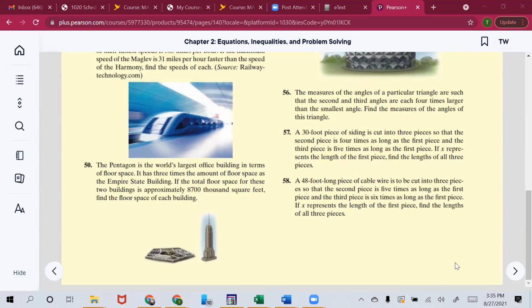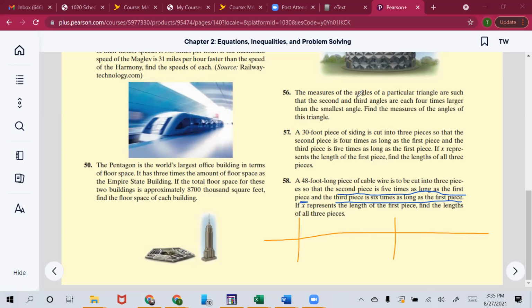So let's see here. Do a different color. Let's do orange. Okay, so I've got a piece of cable wire, and I'm going to slice it into 3 pieces. It would be lovely if these 3 pieces were equal, but they're not going to be. So here's where I'm slicing it. We know that the total length of the cable is 48 feet. We're cutting it into 3 pieces, which we've done. The second piece is 5 times as long as the first piece. And the third piece is 6 times as long as the first piece.